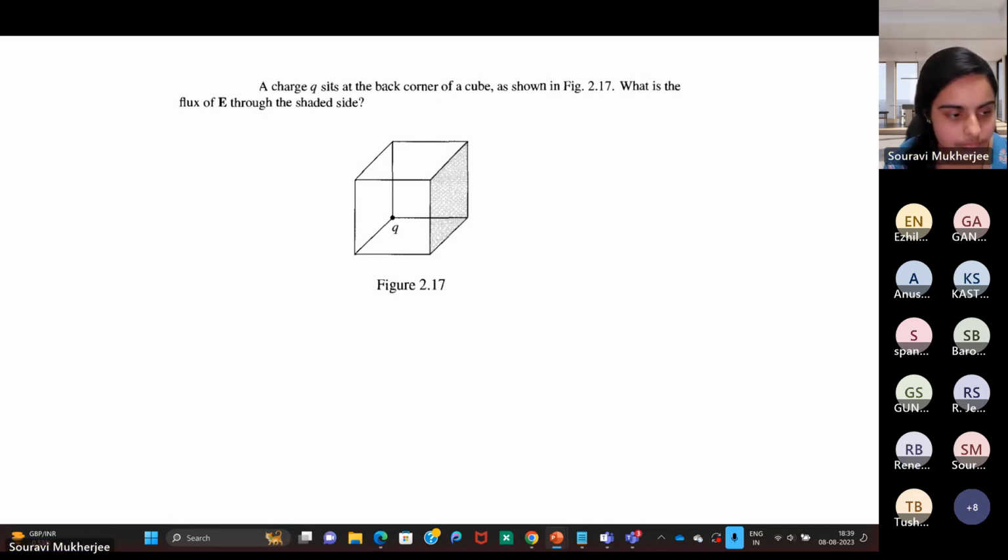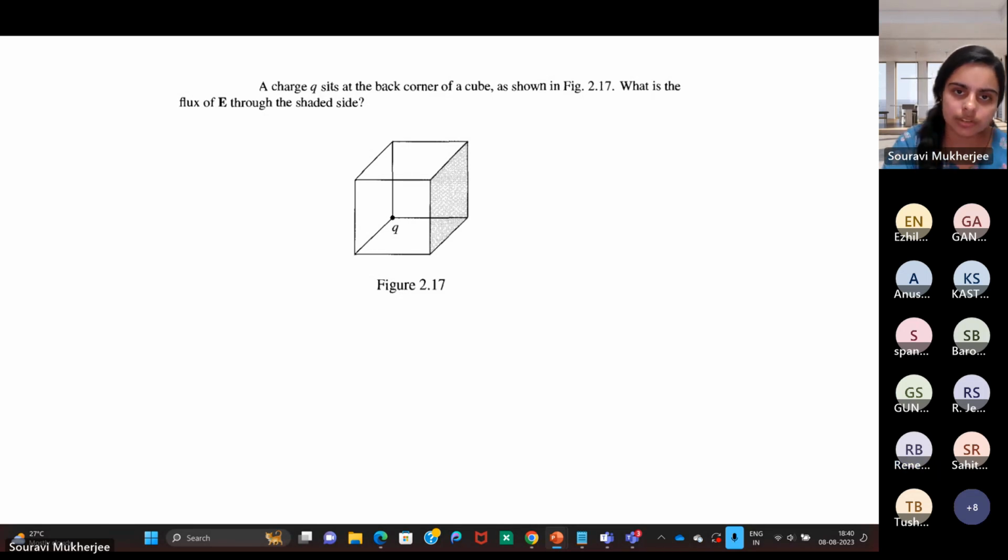Not Q by epsilon naught. Q by, what is the factor you just said? I lost you. The flux will be Q by 6 epsilon naught. Why do you say 6? Because it's from one side, right? Like one side is actually shaded.